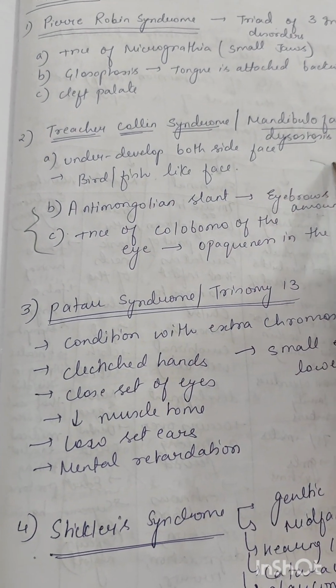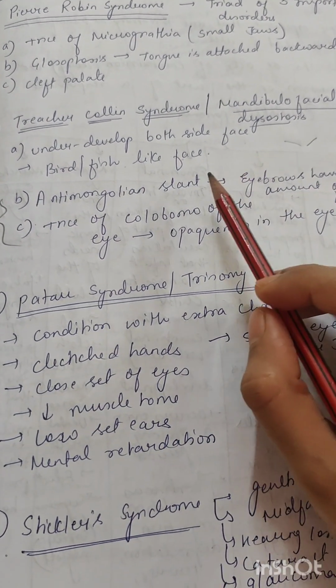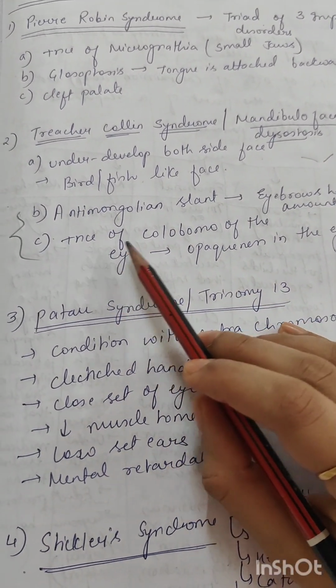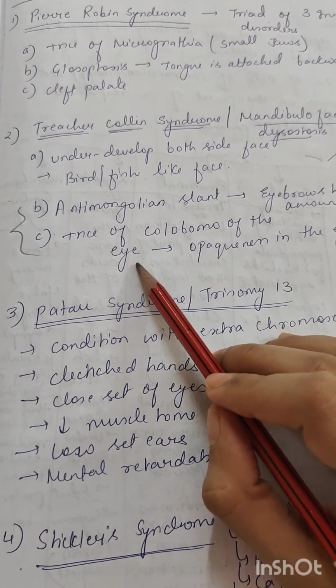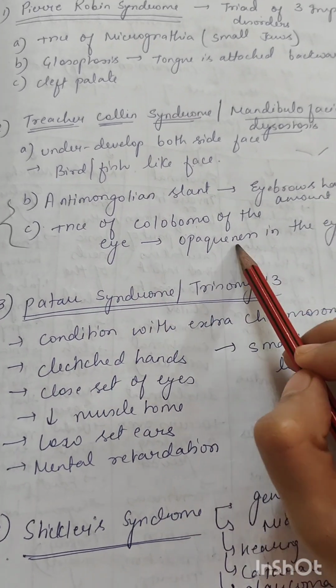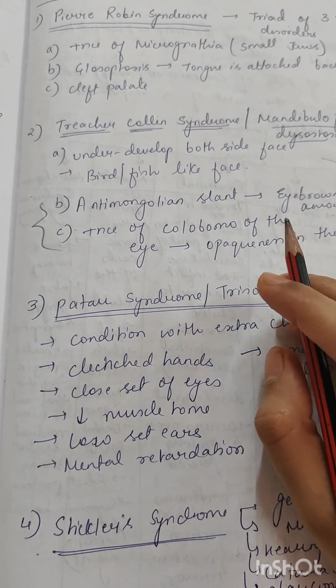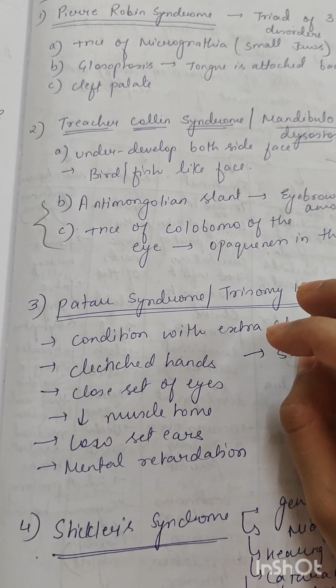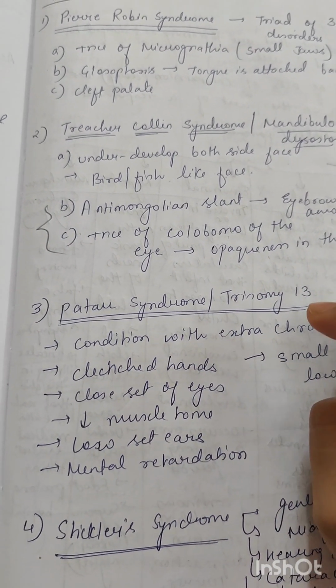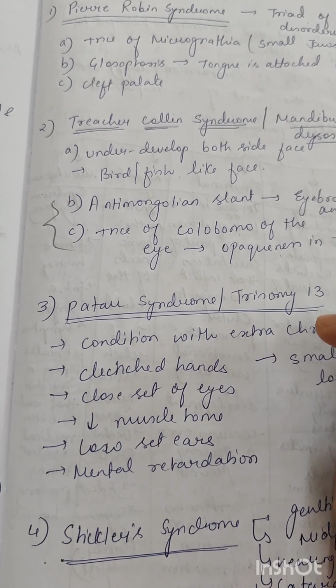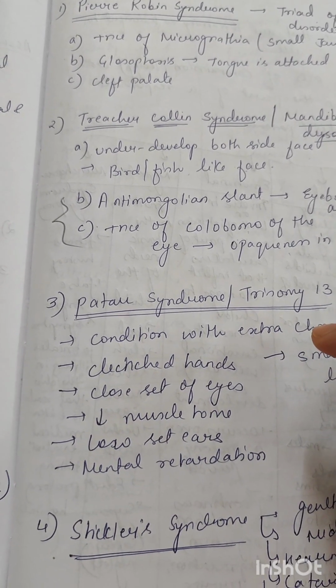Antimongoloid slant, which you can see in the eyebrows, and the presence of a coloboma of the eye, that is opaqueness in the eye. Remember what is there in mandibulofacial dysostosis: bird-like face, antimongoloid slant, and coloboma in the eye.